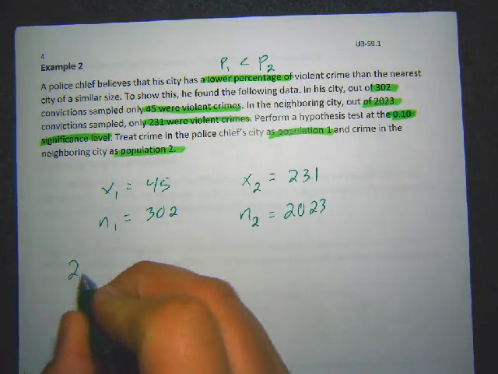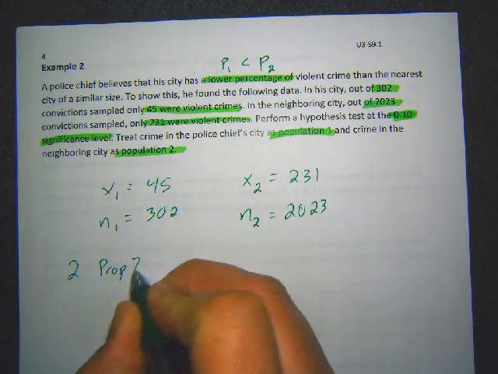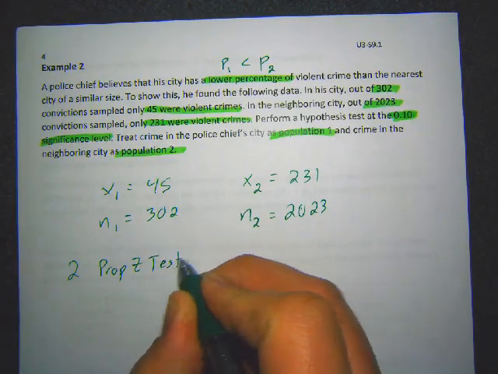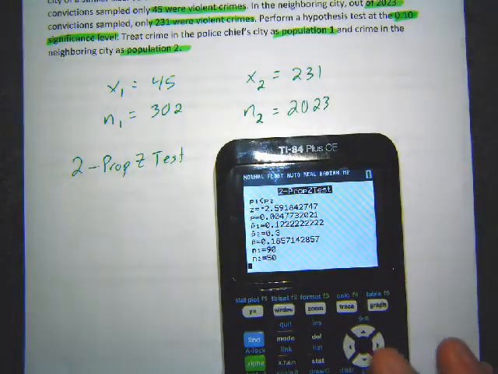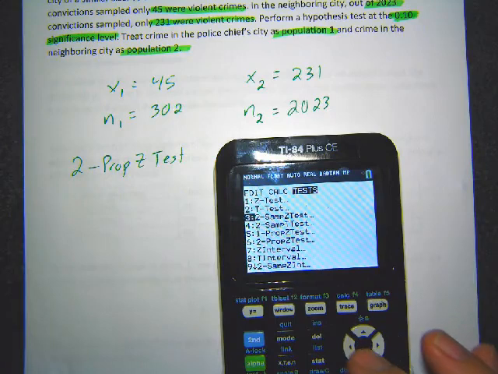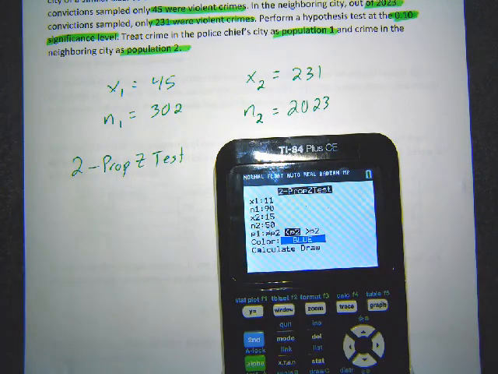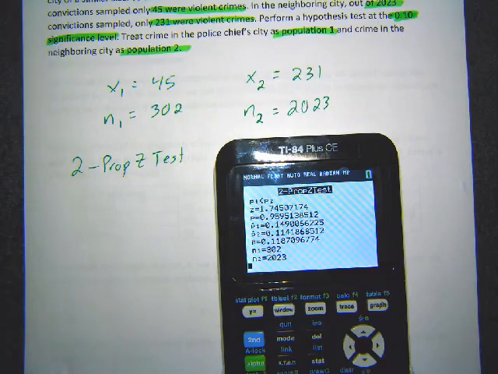So we're going to do a 2 prop z test. So that's what we're going to do. Just type in those numbers. So I go stats, tests, 2 prop z test. So the x1 is 45, n1 is 302, x2 is 231, n2 is 2023. We're doing a less than again because he's trying to show that his city's population has a lower amount of crime. And we'll calculate. And so again, because now we use the calculator, we don't have to figure out all these numbers by ourselves.